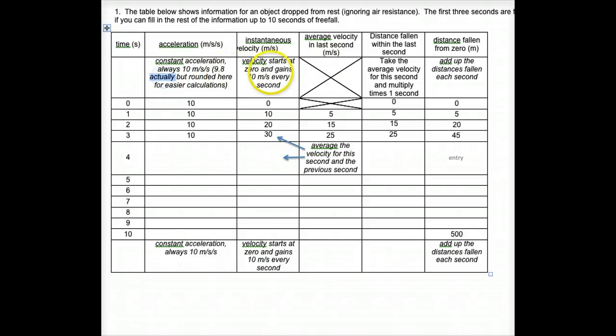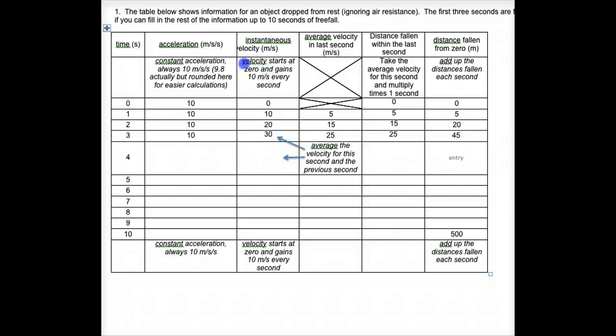Up here, you'll see some things that are meant to guide you. So constant acceleration, the acceleration is always going to be the same. That doesn't mean the speed is the same, but the gravity pull is going to be the same no matter where the ball is within its fall.